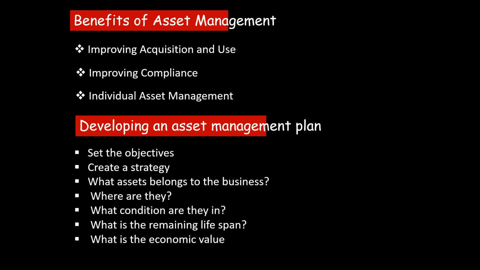There are many benefits of adopting an asset management strategy. These include improving acquisition and use. Second is improving compliance. Third is individual asset management. So, the first thing that we are going to talk about is improving acquisition and use. By keeping tabs on a company's assets throughout their life cycle, a firm owner can improve their technique of acquiring and using assets.